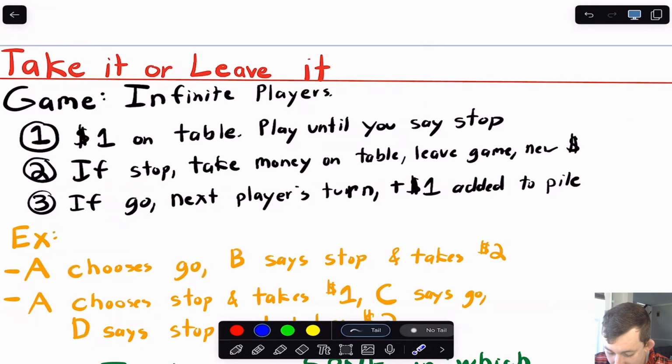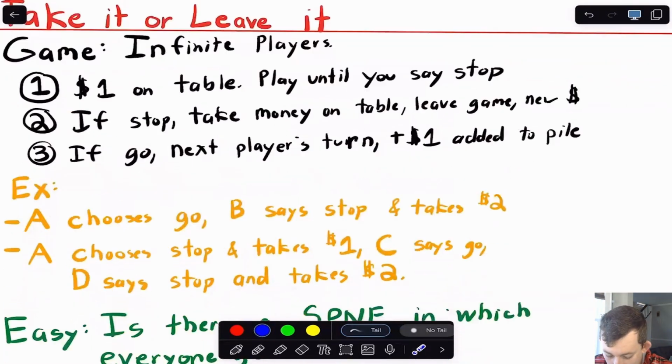What's going to happen is if you say stop, you are going to take the money that's on the table, you're going to stand up, you're going to leave the game, there's a new dollar that's placed on the table, and someone new from this line of infinite people steps up to play with you. If you say go, the person you're playing with has the option to stop or go, and I add $1 to the pile on the table.